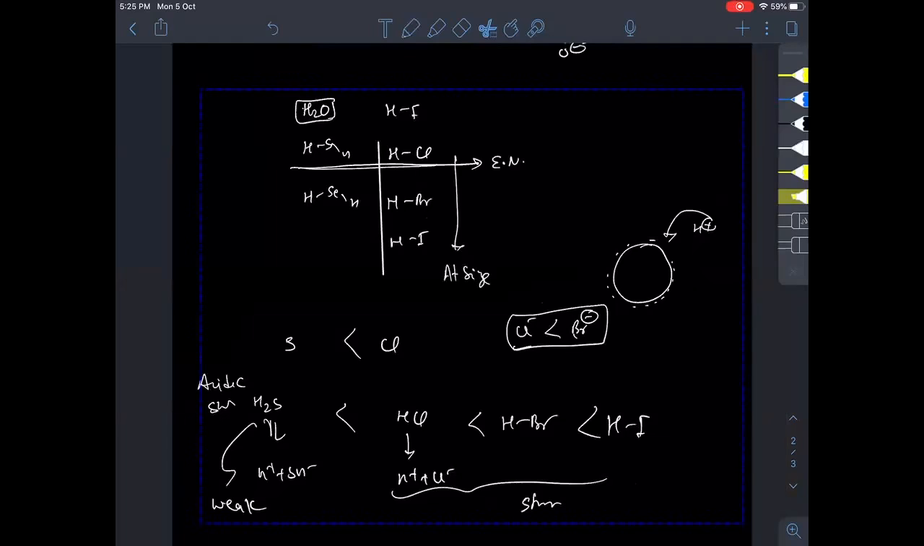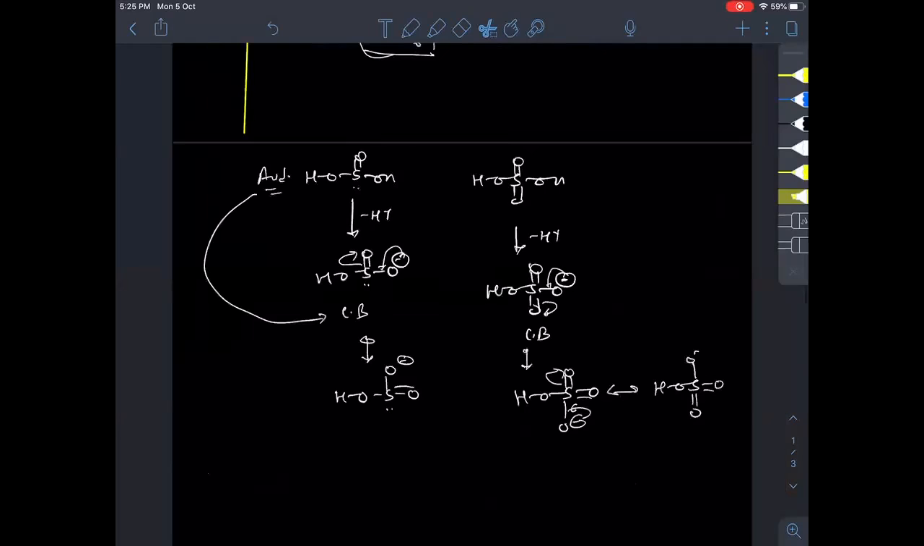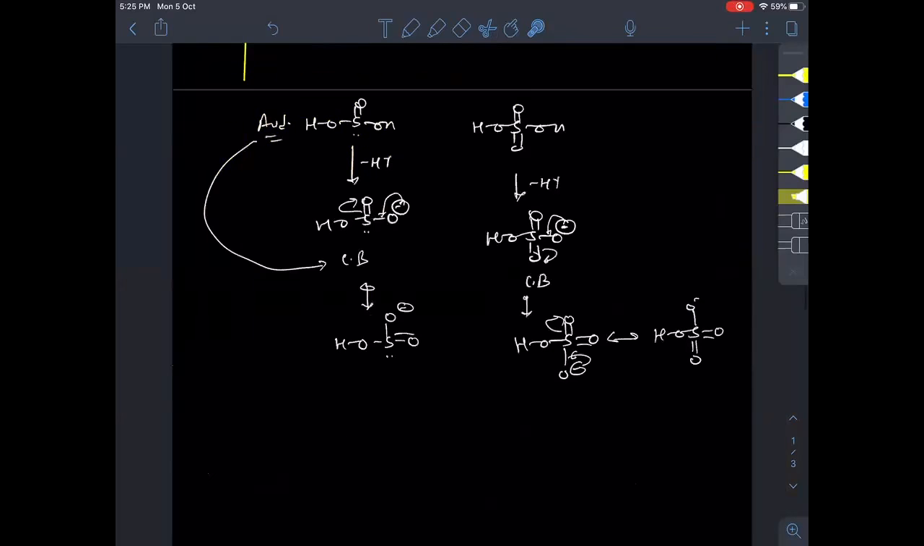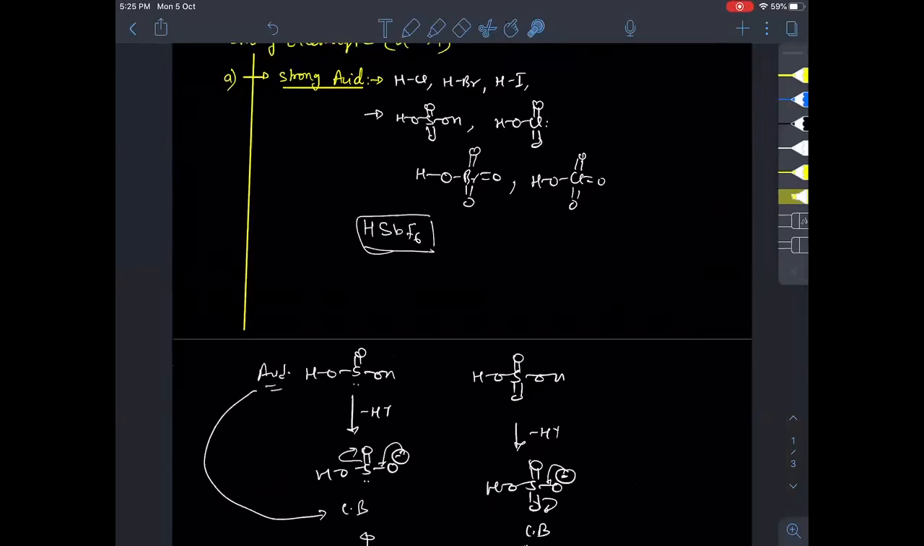So for the strong electrolyte, what are we supposed to do? In the case of acids, what are we supposed to do? Acid means hydra acids, HCl, HBr, HI, this H2SO4, anything which has two or more than two terminal oxygens. Right? So these were the examples.